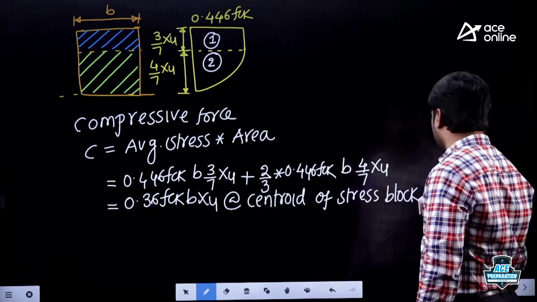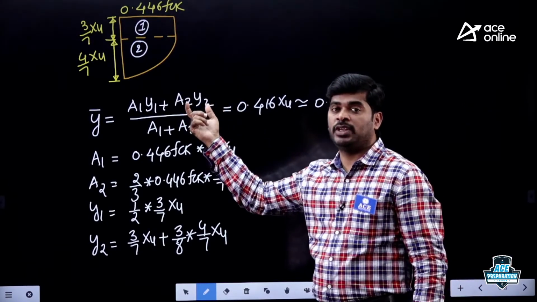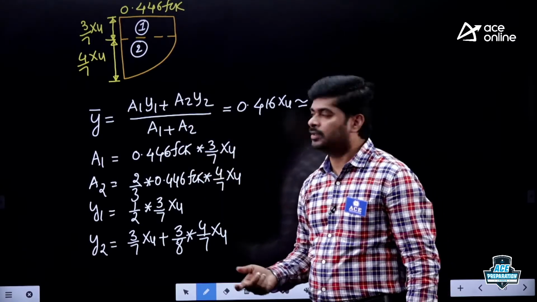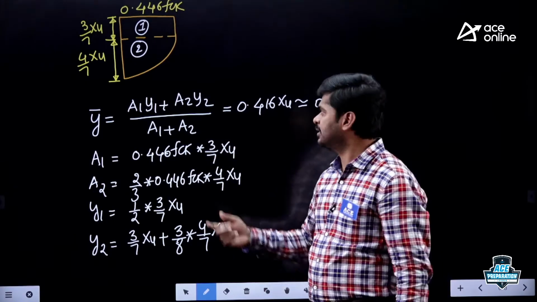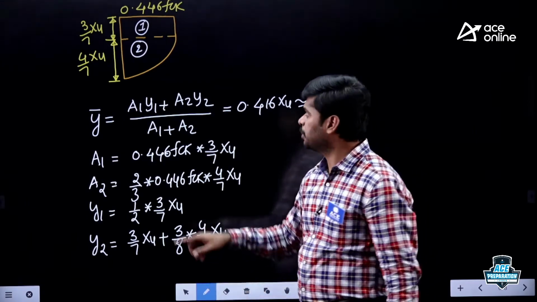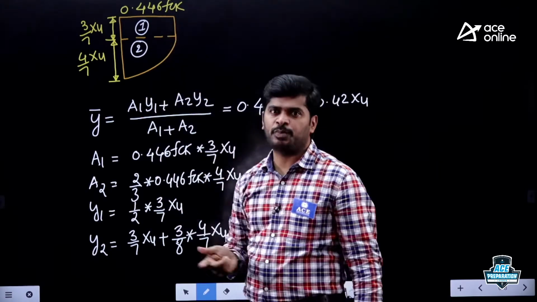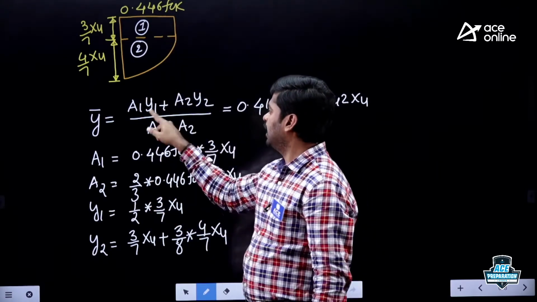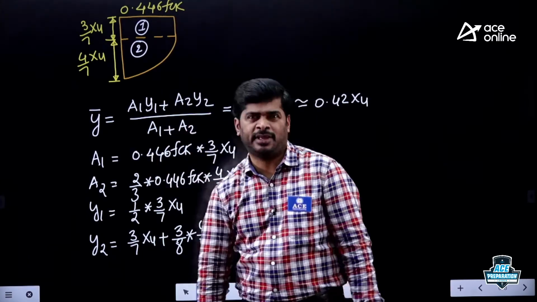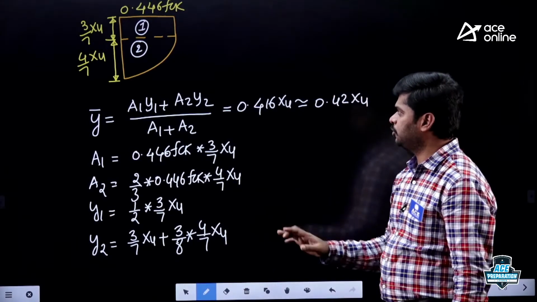Then how to get the centroid of the stress block? Very simple. Since the shape is not uniform from top to neutral axis, you can go to the standard formula for the centroid: (A1Y1 + A2Y2) upon (A1 + A2). That means the whole figure is divided into two different shapes, one a rectangle and another a parabola. We find A1Y1 for this case and A2Y2 for this case, upon the total area, which will give the Y bar. My dear, you know the areas A1, A2 and Y1, Y2.